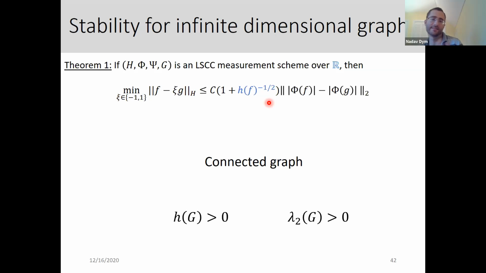Now, one interesting question. For infinite dimensional problems, we have infinite graphs. So how are these things related? One thing is that the graph is connected. Second thing is that the algebraic connectivity, the second eigenvalue, is larger than 0. The third is the Cheeger constant is larger than 0, right? So for finite graphs, all these things are equivalent. What happens for infinite graphs?